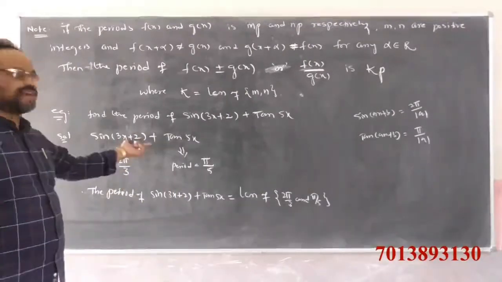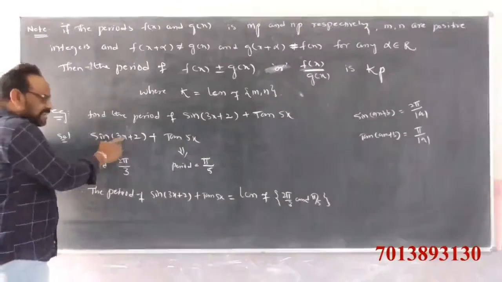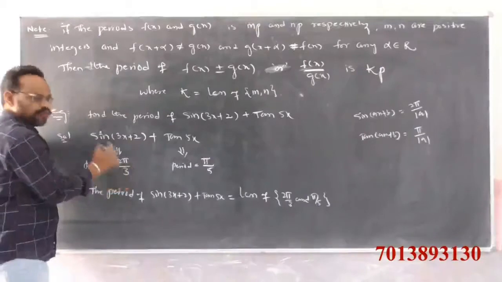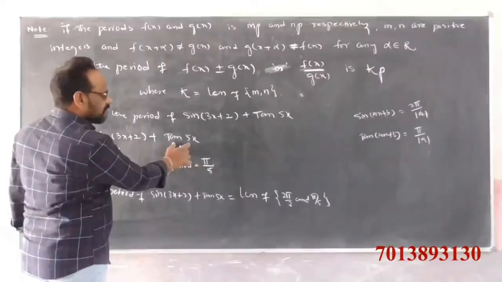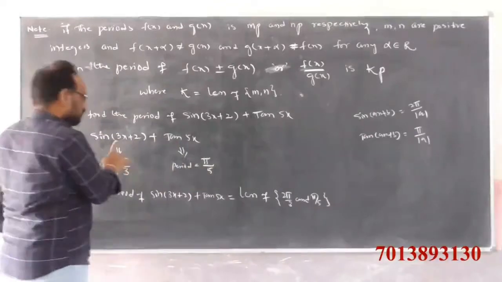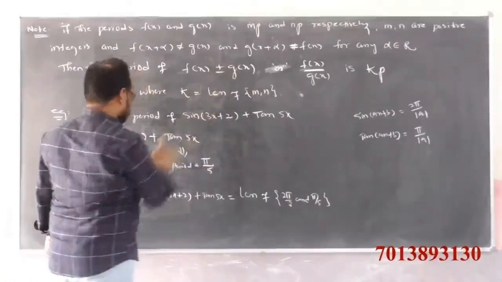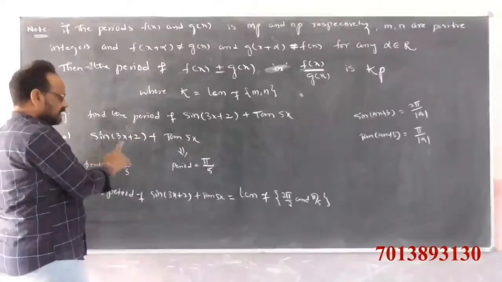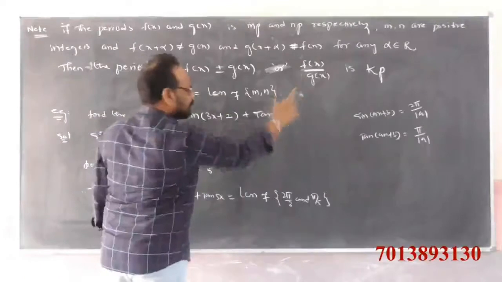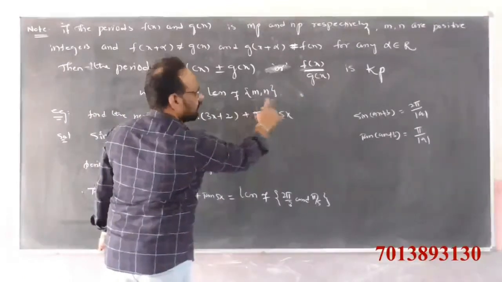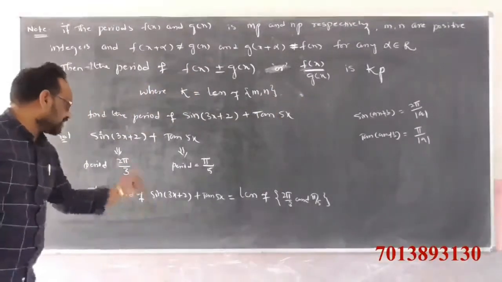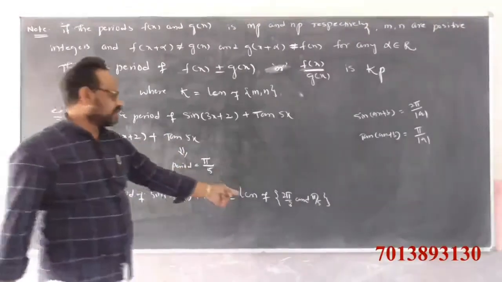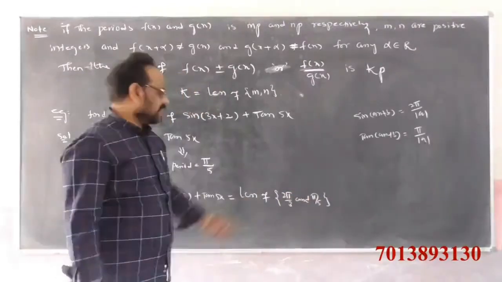So the period of sin 3x plus 2 is 2 pi by 3. The period of tan 5x is clearly pi by 5. We want f of x plus g of x, that is sin 3x plus 2 plus tan 5x, whose period is k, and k is nothing but the LCM of m and n.